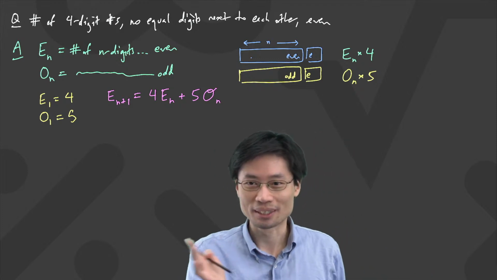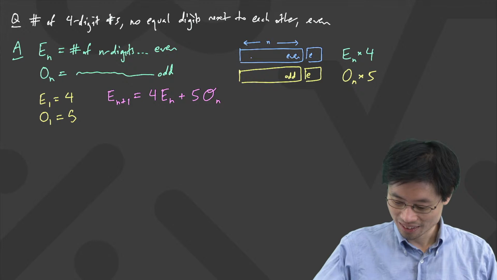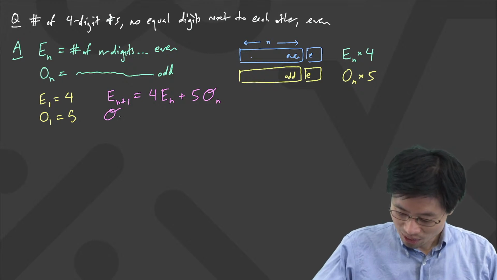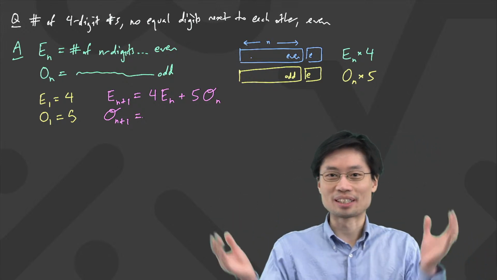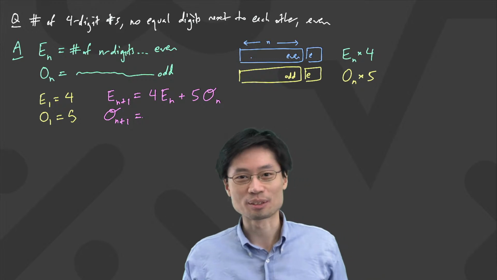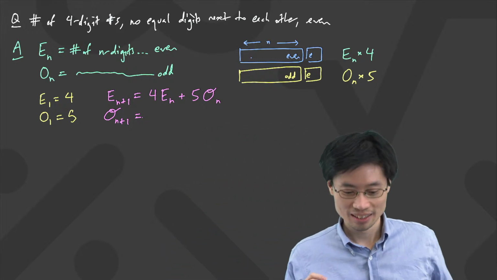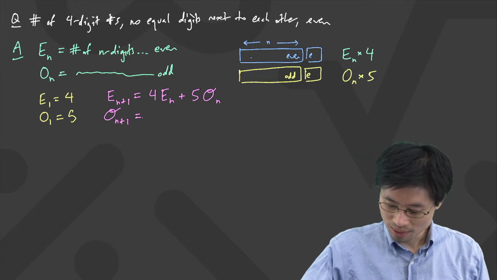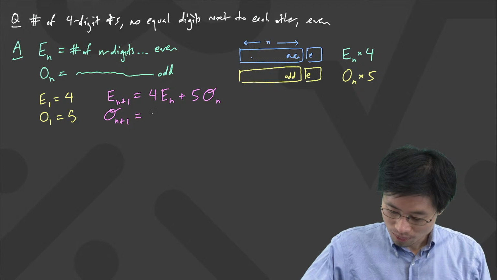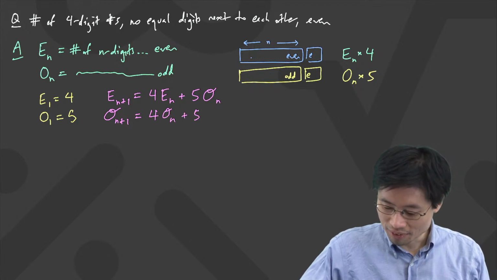I want to give more people a chance. Braden? Well, it'd also be nice if we had a formula for O sub n plus 1. Why not? But what would that be? Let's let somebody else go, okay? I want as much different participation as possible. Aha, Subhashish. Mine would be very similar to the En, so it'd be 4 On plus 5 En. Okay, 4On plus 5En.